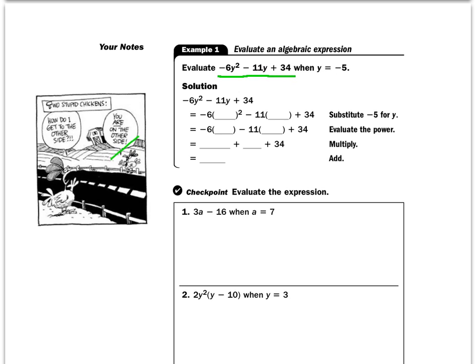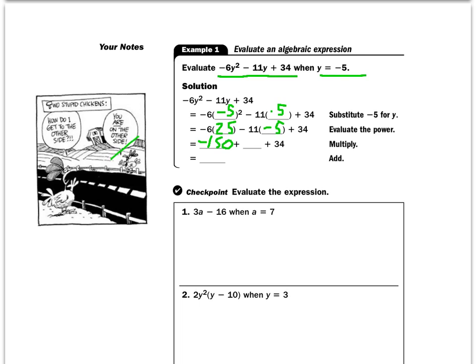Evaluate this when y is -5. So the variable here is y. So every time I see a y, I put in a -5. And if I put in a -5 in all those places, -5 squared was 25. And -5 is still right here. So I did exponents next, right? I evaluated the power. I substituted in. Now I can do all my multiplication. -6 times 25 is -150.